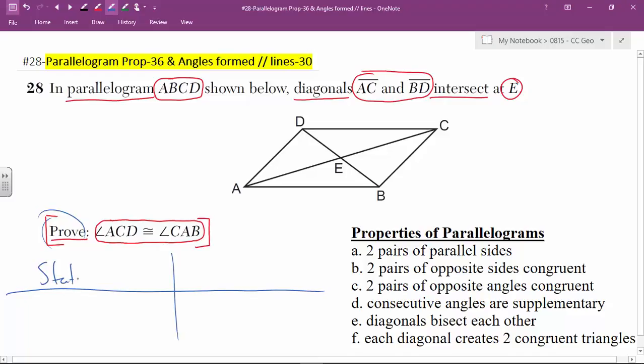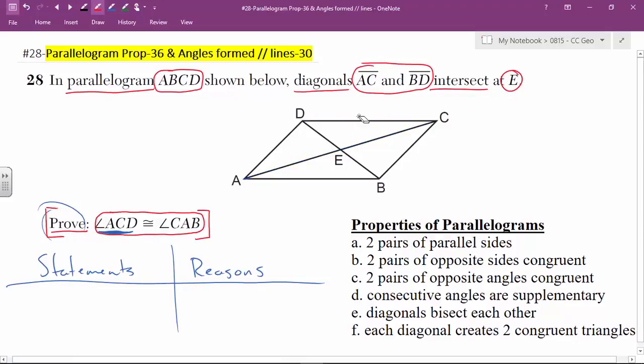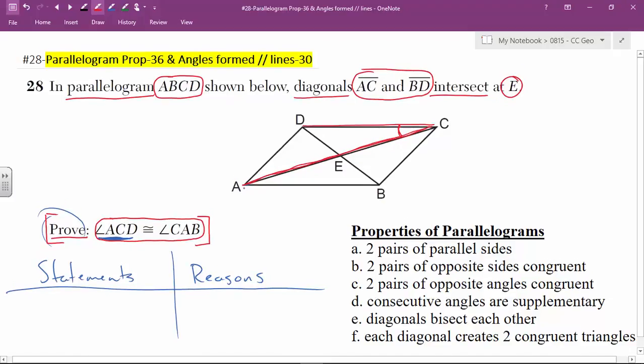So we have statements on one side and our reasons for making those statements. And they want us to prove that. Let's put this into our diagram. Let's show what we're looking for. We're looking for angle ACD. We'll do it in red, that way it's a little bit easier to see. This angle needs to be congruent to CAB. So from C down to A over to B.